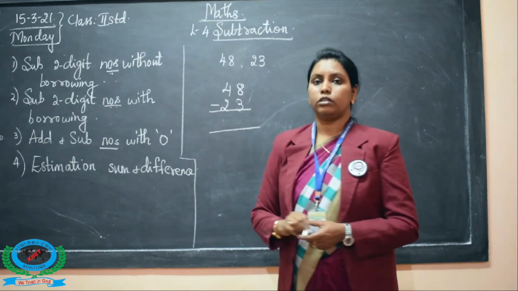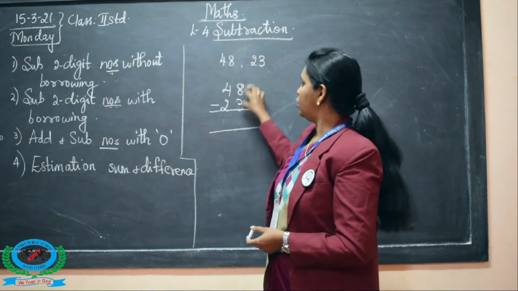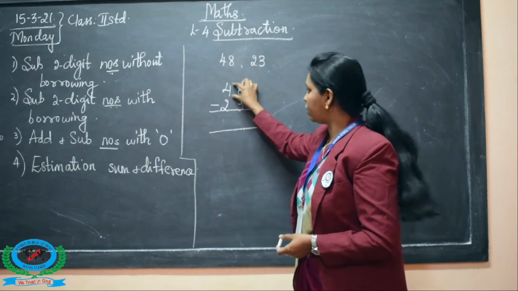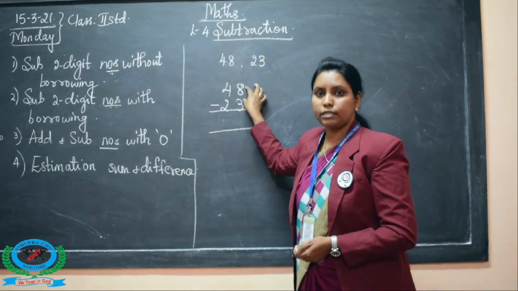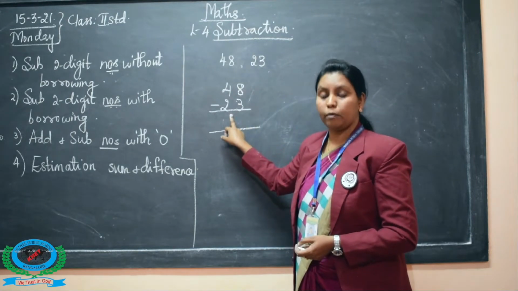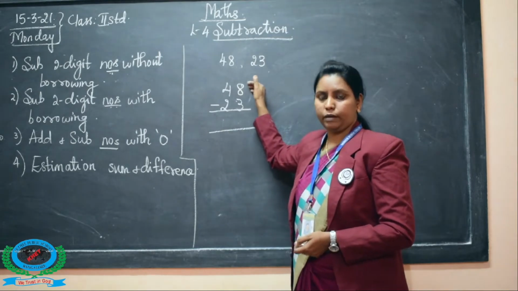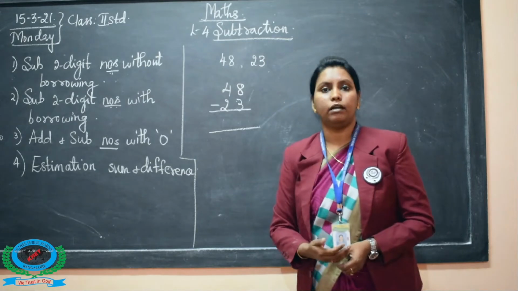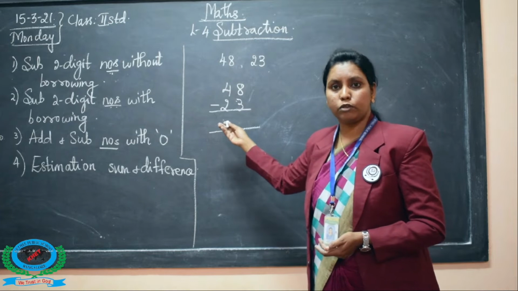Okay. So, this is without borrowing. When the numbers are greater here, so you need not borrow it from the next number. You need not take one number from here. So, both the things we will discuss it today. So, here 48 minus 23 or 23 is subtracted from 48. Okay. The small number is always subtracted from a bigger number. So, here we have arranged the numbers for subtraction.